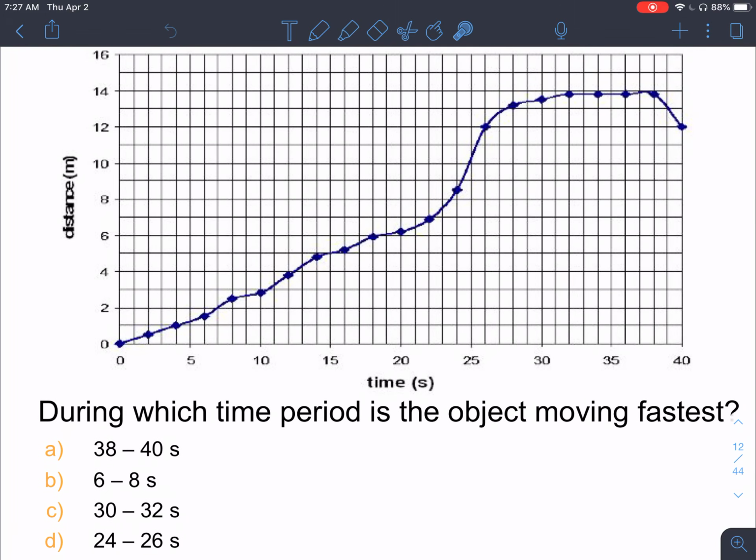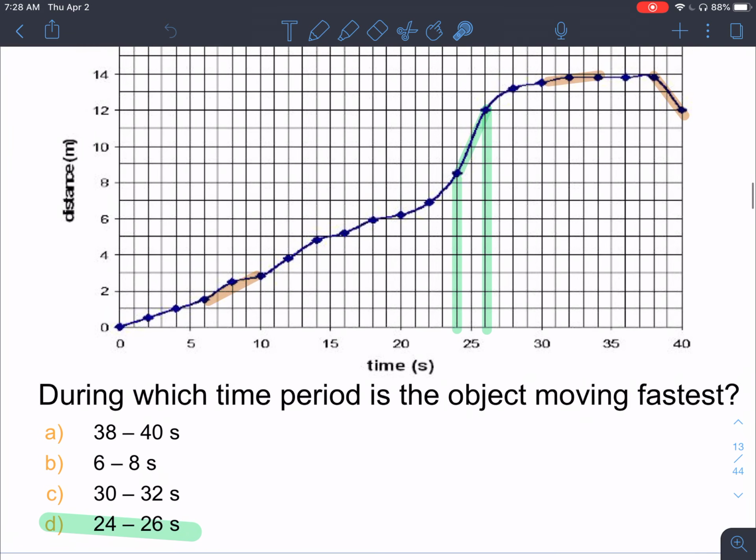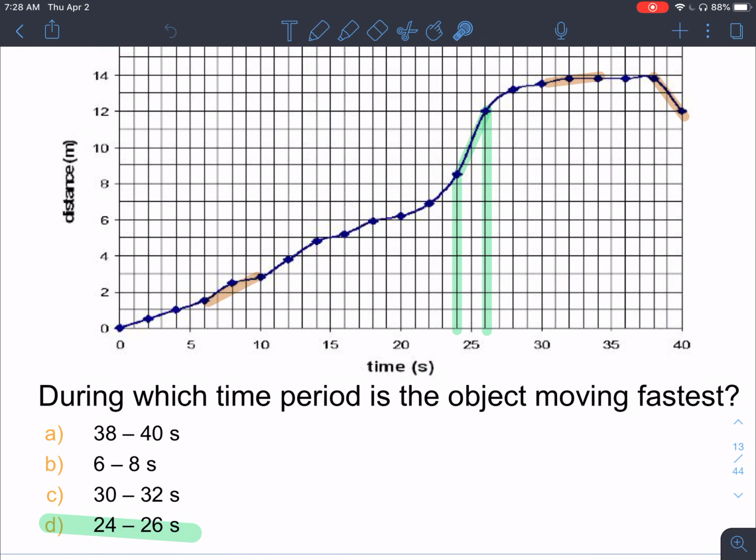Next question. During which time period is the object moving the fastest? To figure out when the object is moving the fastest, we need to look at where on the graph has the steepest slope. So in the light brown or tan color, I have the slopes of A, B, and C. And in the green is the slope for D, which is the correct answer. The object would be moving the fastest at that point because the slope is the greatest. And remember the calculation for slope is y over x, so meters per second. Therefore, greatest slope, greatest velocity at that point.